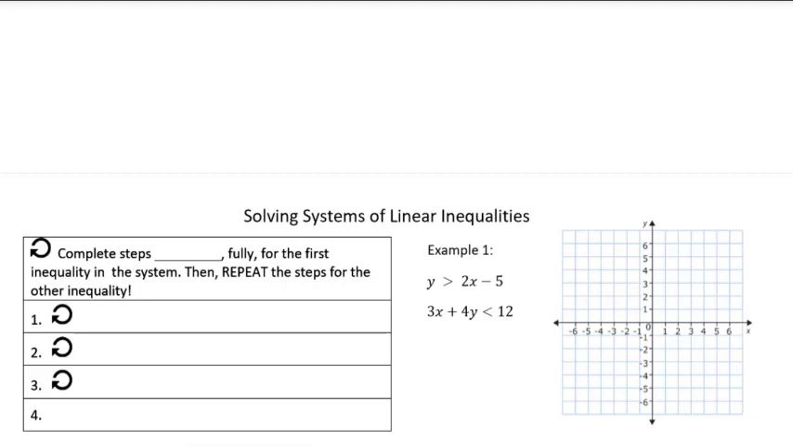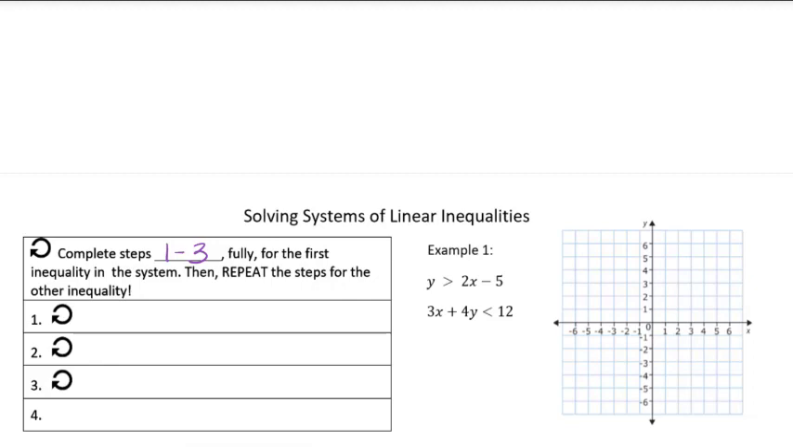Today we are going to be solving systems of linear inequalities. This is very similar to what we were doing last lesson, where we had to graph a single linear inequality. So today, instead of graphing one on the graph, we're going to have two inequalities on one graph. So there's a few steps that we need to do.